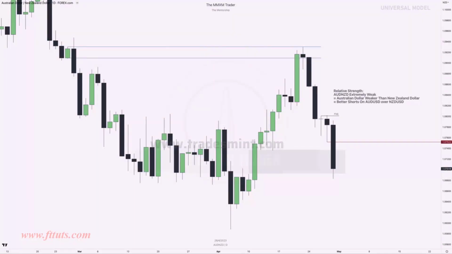So over here we've got an Australian dollar, New Zealand dollar daily chart, right? And this is going about relative strength analysis, right? So over here, if we want to trade AUD USD, for example, or NZD USD, we go to Australian dollar, New Zealand dollar to see which one is more weak or which one has more strength. And over here, you can see AUD NZD is extremely weak, right? Because we can see price action continues to dive deeper and deeper, making NZD stronger than Australian dollar. So in this occasion, Australian dollar is weaker than the New Zealand dollar, so you had better shorts on AUD USD over NZD USD.